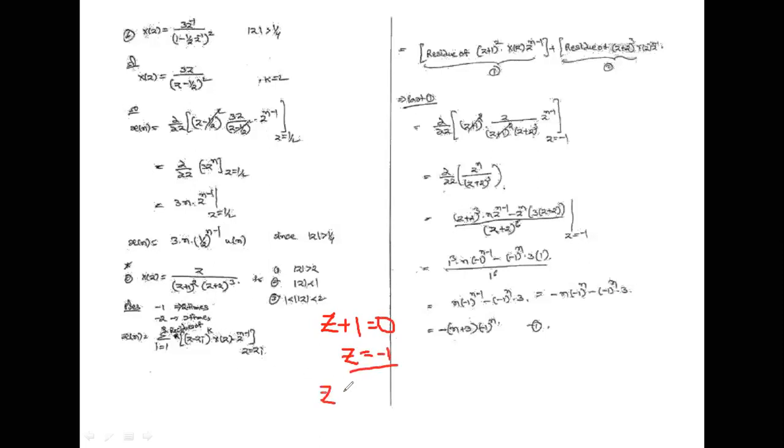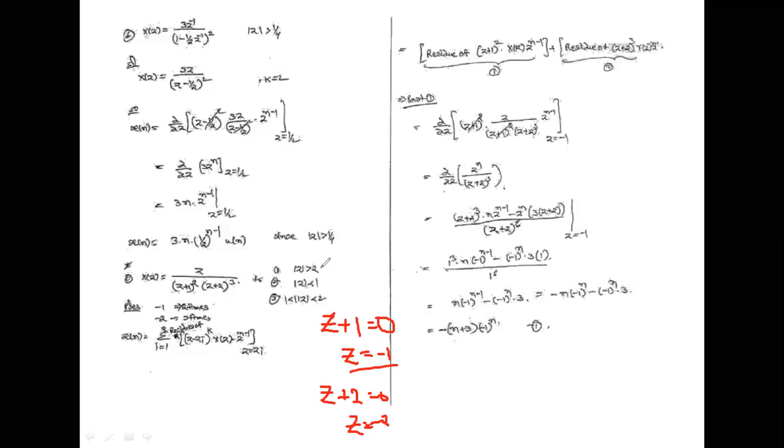And z plus 2 is equal to 0, so z is equal to minus 2. Z is equal to minus 1 will appear 2 times because it has the power 2. And z is equal to minus 2 appears 3 times because its power is 3.